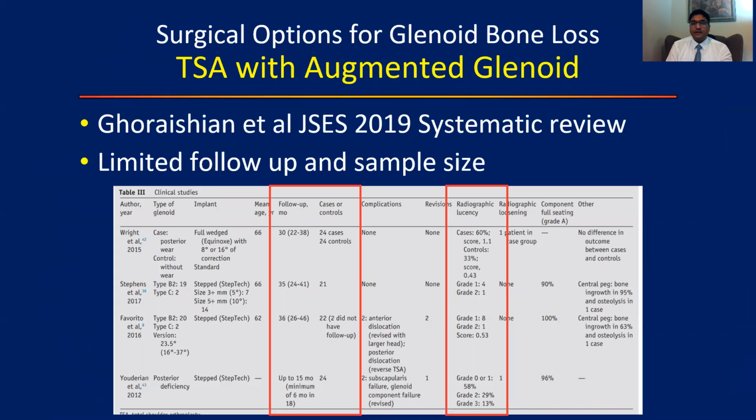There's another systematic review which looked at 4 studies which used total shoulder arthroplasty prosthesis with augmented glenoid. The particular thing to note here is that the studies available for this particular prosthesis and technique type have limited follow-up, and they have very small numbers. The sample size is really small, and the concerns of radiographic lucency are there with augmented glenoid total shoulder arthroplasty.